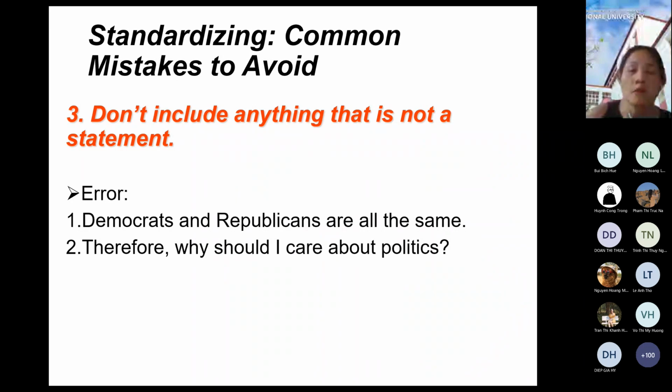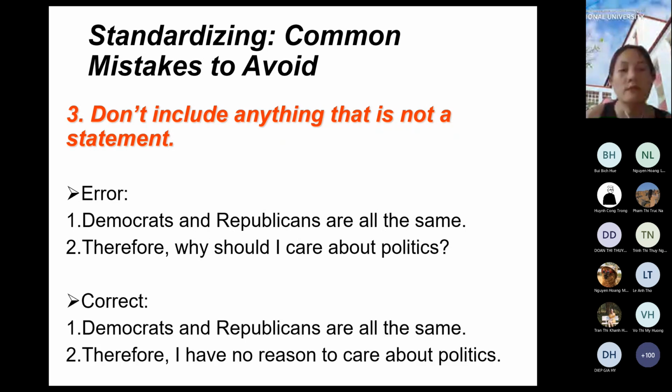So in this case, the first statement is okay, no problem. The second statement with the term therefore, it is the indicator for conclusion, isn't it? So why should I care about politics, what does it mean? This is a rhetorical question. Why should I care means I don't really care, isn't it? So that is the conclusion, and that is important information that we should not remove, but we need to rewrite it into the statement form. It's not difficult to identify this kind of mistake, isn't it? It is very common in our daily life, and you often make this kind of mistake.